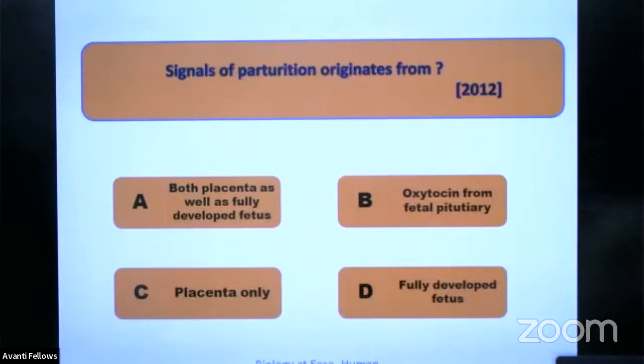And the signal of parturition originates, as we already discussed, from both the placenta and the fully developed fetus. And now I think it is time for your dinner. So I will just read out the correct options for all the questions, and you just check them with your answers. Question number 44 and question number 45, the correct option is D. And for question number 46, there is a diagram given here, and you find out the option. Check options B and D.